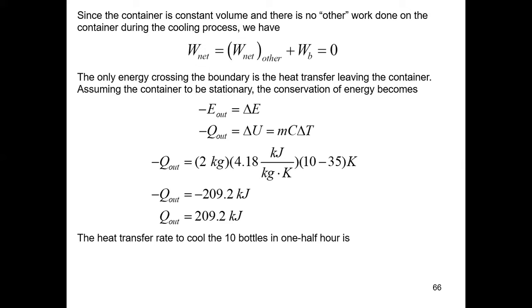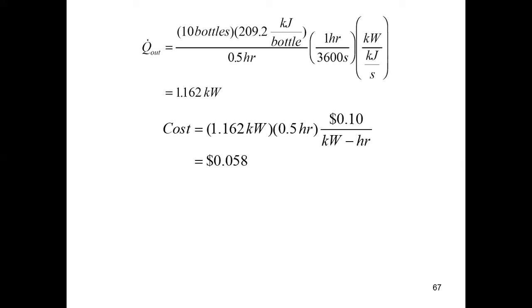The conservation of energy becomes minus Q out, the heat leaving the system, is equal to the change in internal energy, which is m times C times delta T. Okay. So the heat transfer rate to cool the 10 bottles in 1/2 hour is the heat that we have to take out, converted into kilowatts, and then multiplied by the unit cost of electricity.